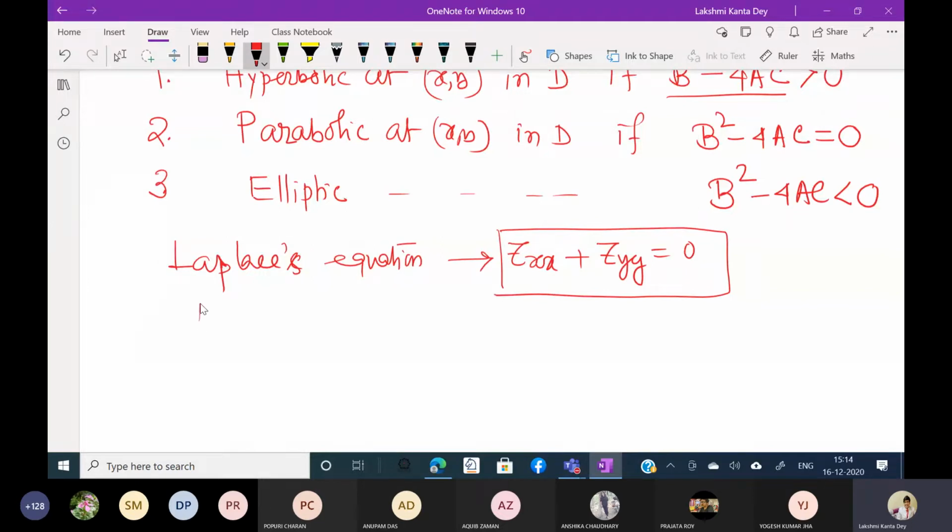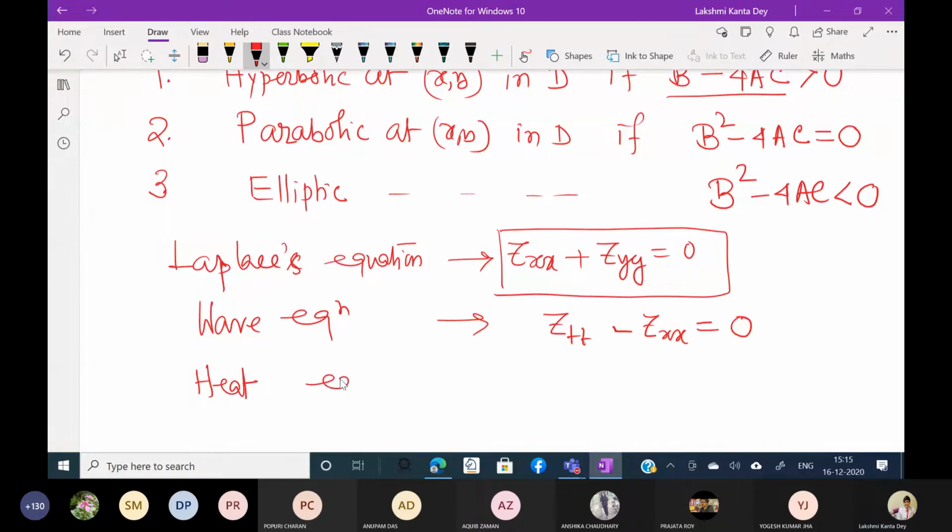Another equation is known as the wave equation, and its form is z_tt is equal to z_xx, or sometimes z_tt is equal to c square z_xx, where c is some constant. Another is the heat equation. This is of the form z_t, first differentiation, and on the right hand side it is second derivative z_xx. So z_t is equal to z_xx. These are the three fundamental equations.